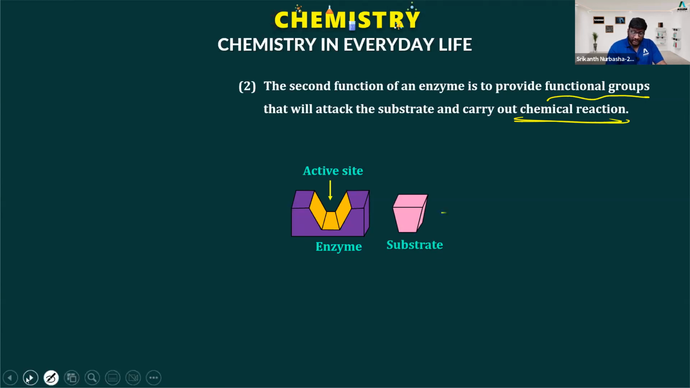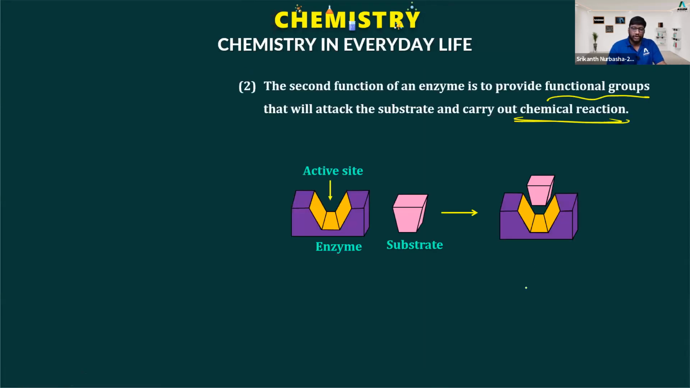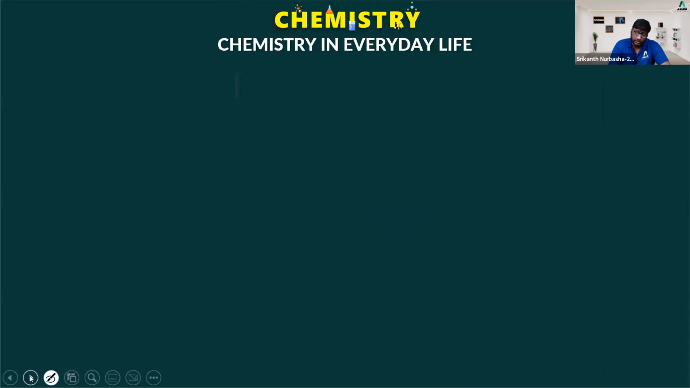That substrate will go and bind to the active site of the enzyme, and that will lead to the formation of complex. Is that clear, students? Action of enzyme, is that clear or not? Yes, sir. The same thing, whatever I have explained, again we are seeing the slides.